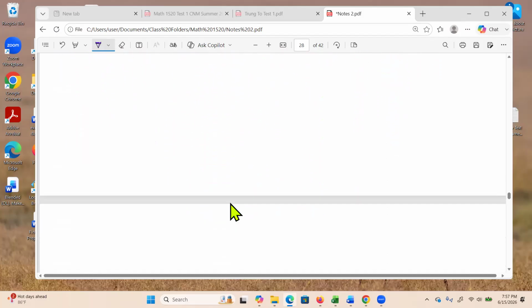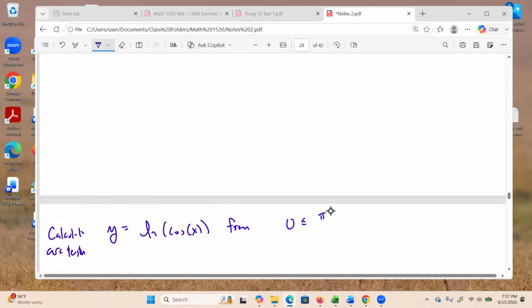Let's go ahead and do another one. Okay, so we're going to say y is equal to the natural log of cosine of x, and we're going to calculate the arc length of this function. And I'm sure it looks delightful. Natural log of cosine of x from 0 to pi over 4.